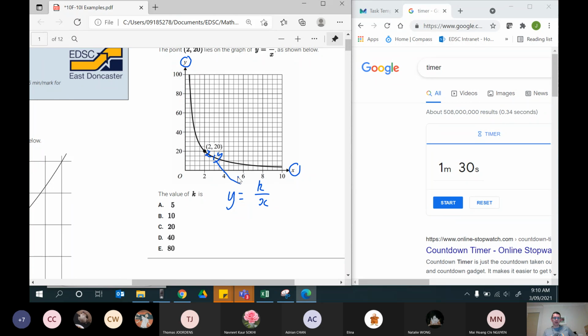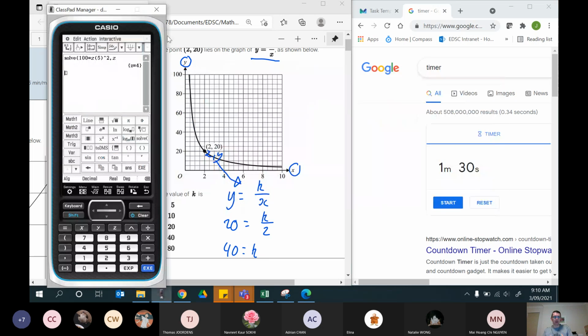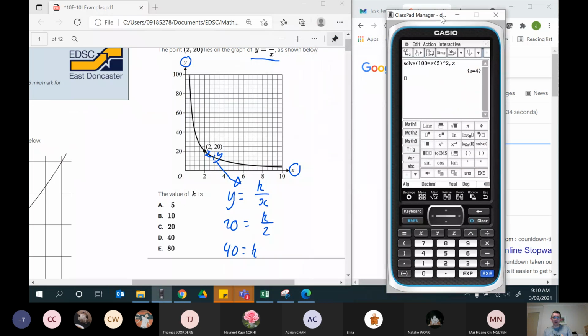All I need to do is substitute it into the equation that's given to me and solve for k. So 20 is y equals k on 2. Now you could use algebra, times 2 across, 40 equals k. Alternatively, if you're not comfortable with algebra, which is perfectly fine, you have a CAS in here and I really don't care. I prefer to use this.